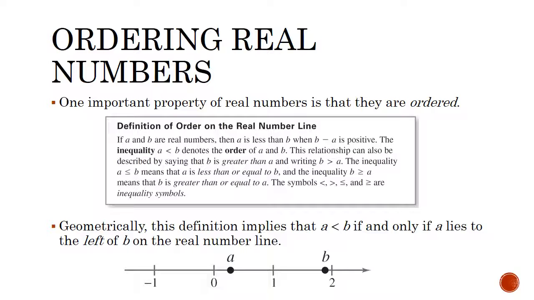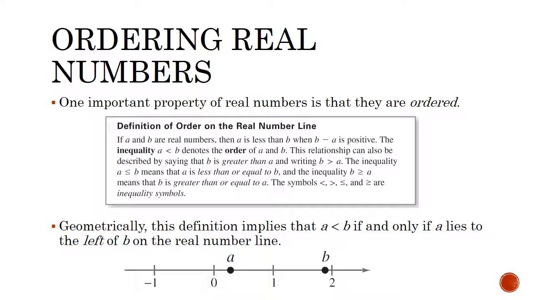Okay, an important property of real numbers is that they are ordered. There's a definition of order on the number line, and essentially what it tells us is that if you have two real numbers and you subtract them and you get a positive answer, then the first number was greater than the second. However, if you subtract them and get a negative answer, then the first one was less than the second. Our symbols for inequalities are given there in the last sentence of that definition.